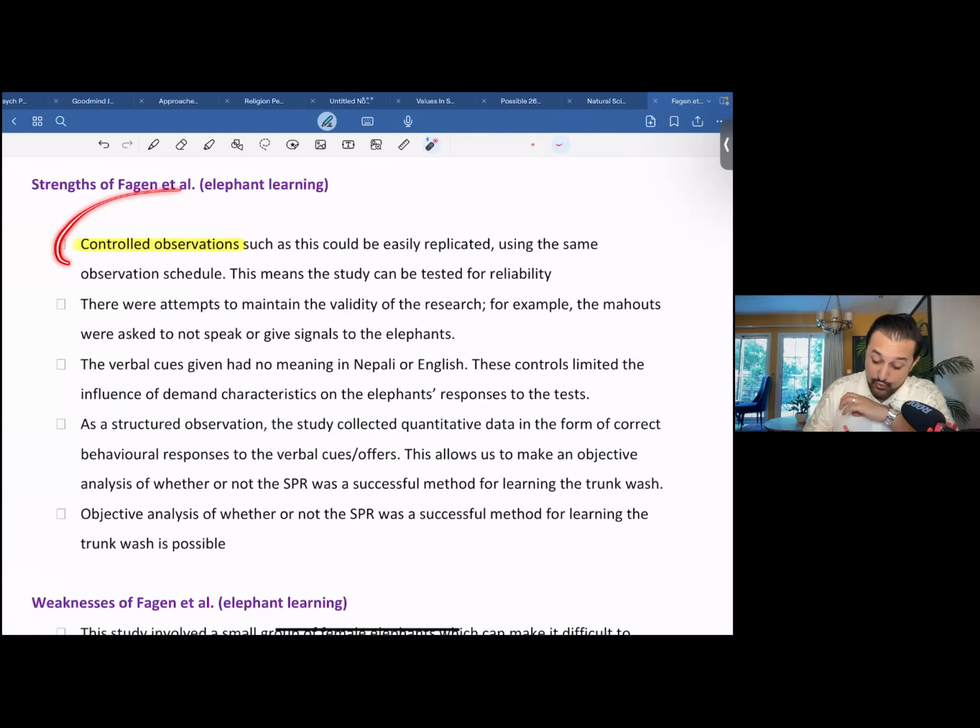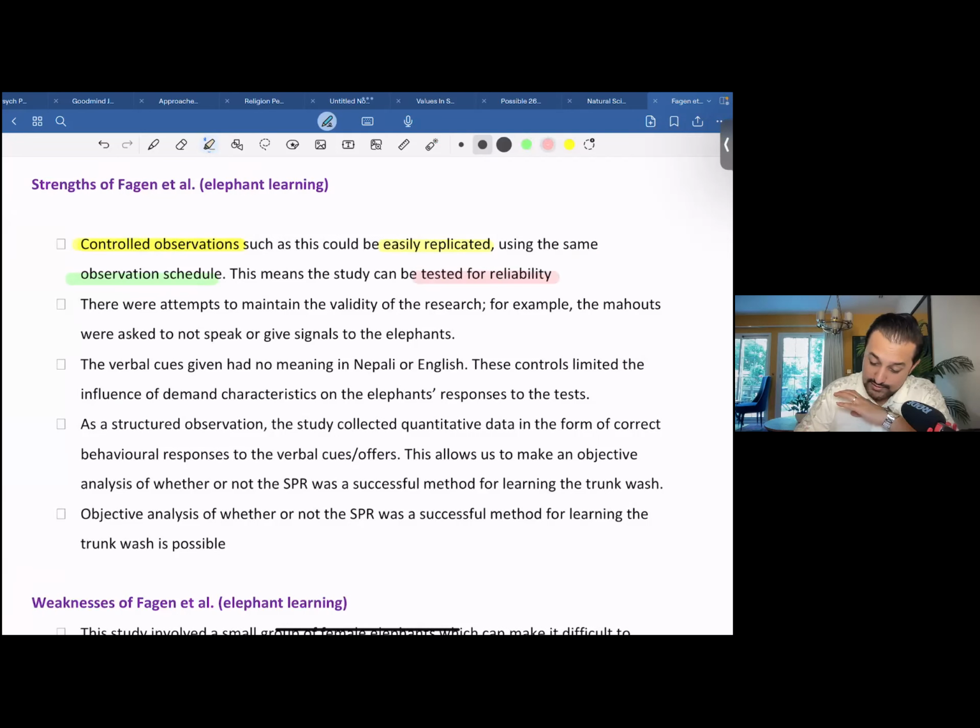So getting started with the controlled observation part, the first strength that we'll be discussing is that the data in the study conducted by Fagen was collected through a controlled observation, which could be easily replicated using the same observation schedule. This means that the study could be tested for reliability.